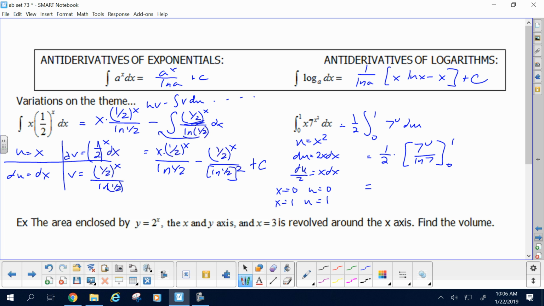When you sub with definite integrals, if you change the limits, do you have to sub back? You do not.